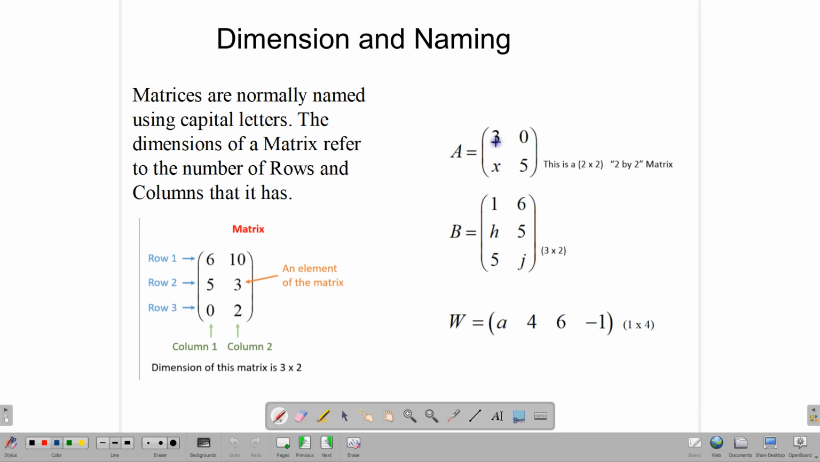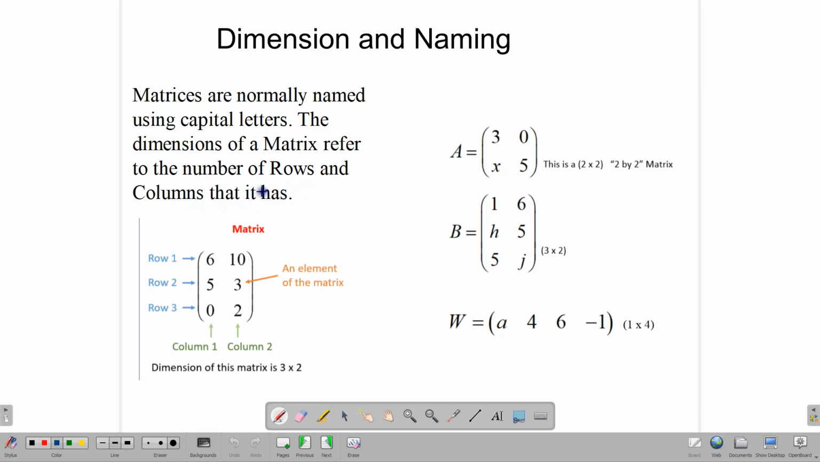This matrix has 2 rows. It also has 2 columns, and because of that, we call it a 2 by 2 matrix. This matrix has 1, 2, 3 rows and 2 columns. So 3 rows, 2 columns, we call it a 3 by 2, and not a 3 times 2, but 3 by 2. And this one has 1 row, but 1, 2, 3, 4 columns. So we talk about the dimensions of a matrix, and the dimensions of a matrix simply refer to how many rows it has and how many columns it has.